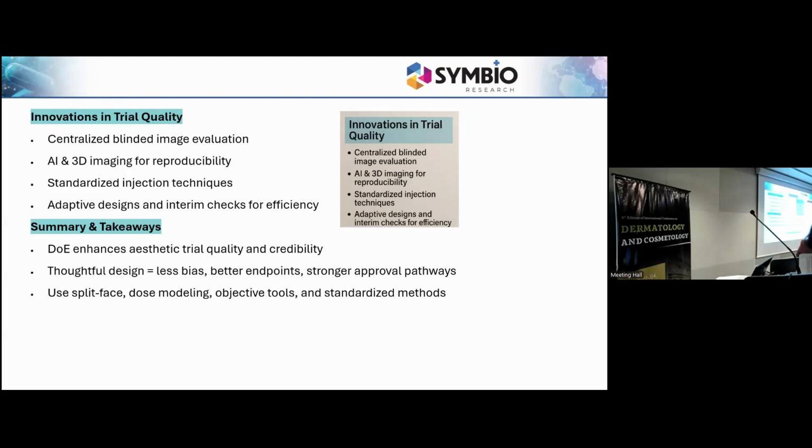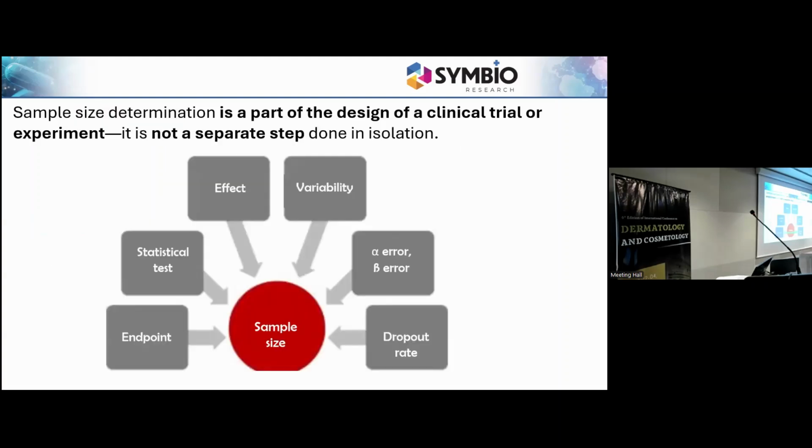Summary and takeaways: the design of the experiment enhances the aesthetics, trial quality, and credibility. Thoughtful design equals less bias. Better endpoints, stronger approval pathways, use of split-face designs, dose modeling, objective tools, and standardized methods is the best way to go forward, both in consumption of time and resources as well as in getting ethical approvals.